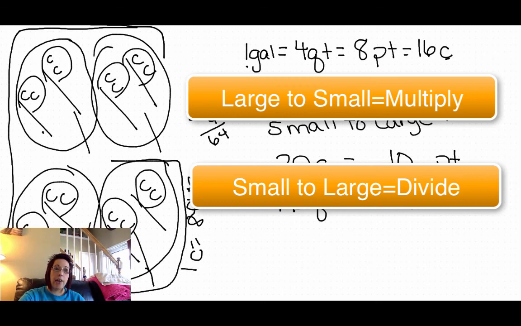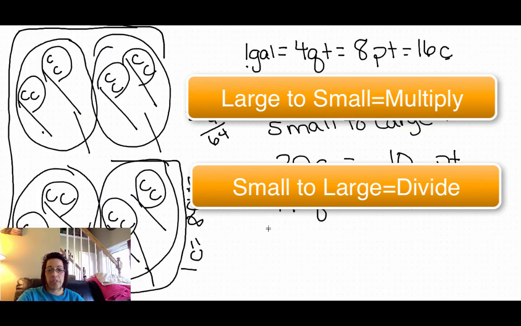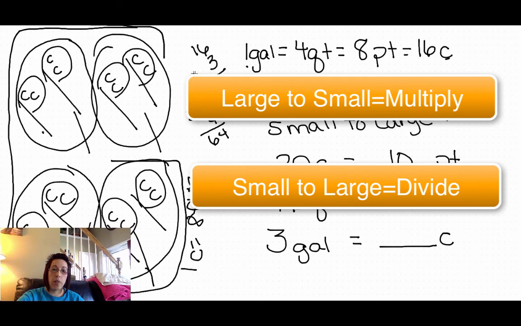So let's look at our question from the beginning of the video. We said, how many cups are there in 3 gallons? So we have 3 gallons, and we want to know how many cups that would represent. In 1 gallon, there are 16 cups. So we need to multiply by 3 to get 3 gallons. 3 times 1 is 3, plus 1 is 4. That should be 48 cups.